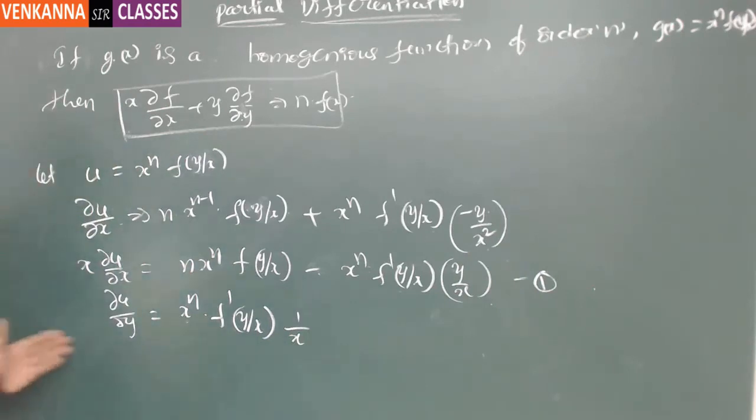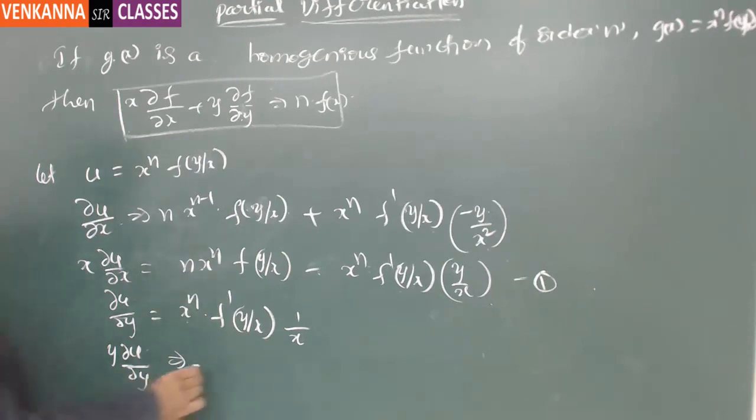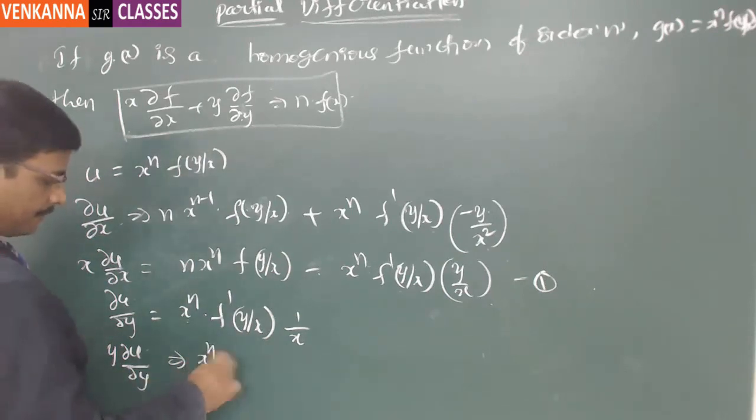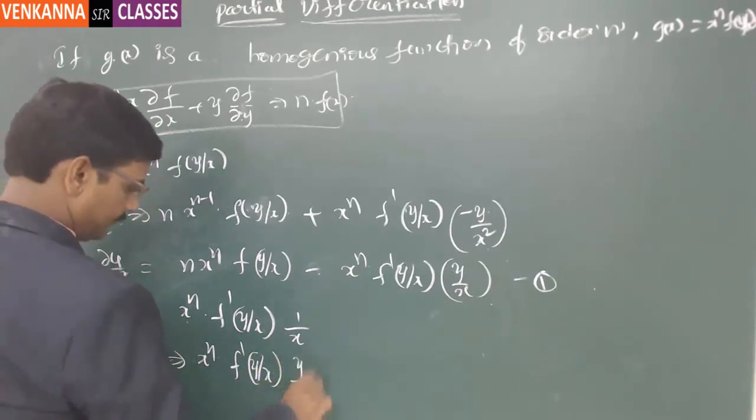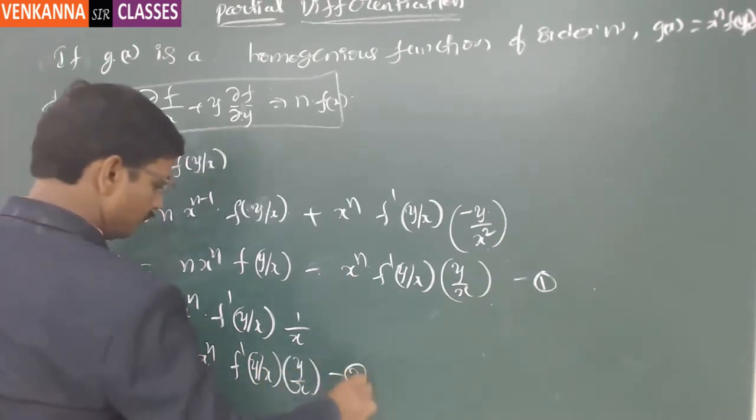Then multiply this entire thing with y. So y into ∂u/∂y is equal to x^n into f'(y/x) into y/x. This is equation number 2.